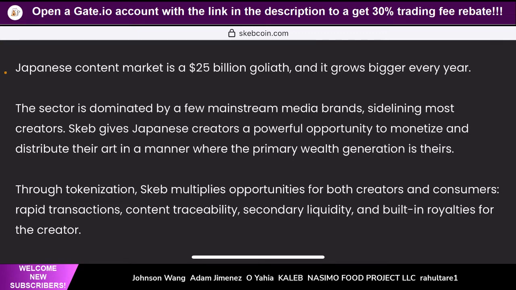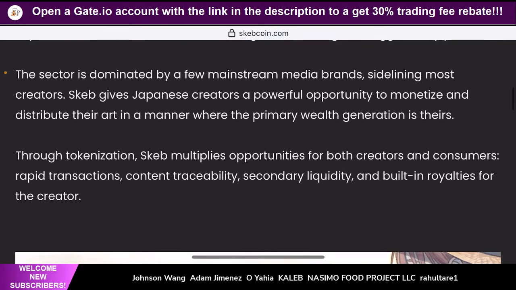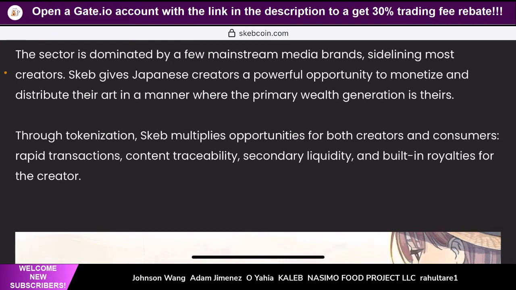So obviously, as I said, the Japanese content market in and of itself is a huge $25 billion Goliath worldwide, which you can imagine how much it will grow in the future. And when I saw a couple of reports from their platform, it's expected to grow up to a $1 trillion asset platform in the next 5 to 10 years from now. So it's clearly a big sector that has been untapped in the Western world, right? The sector is dominated by a few mainstream media brands, sidelining most creators.